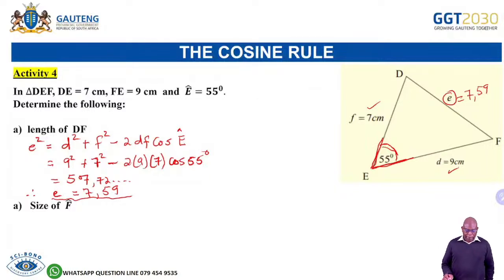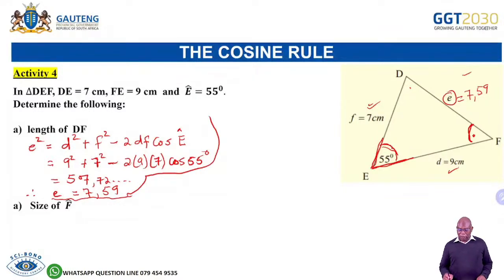Right. Now, if I need the size of F, can you see F here? I only have that angle, I don't have that angle. The F here. I can either use the sine rule or I can use the cosine rule. But in this case, I'm going to use the cosine rule, just to show you how we can use the cosine rule when we have all the three sides.